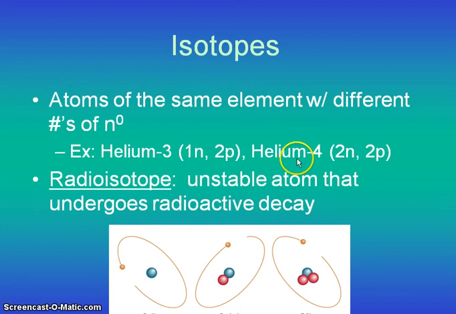In this isotope of helium, helium-4, again, we know that helium's atomic number is 2, so it has 2 protons and 2 electrons. But in this case, with a mass number of 4, we're also going to have 2 neutrons.